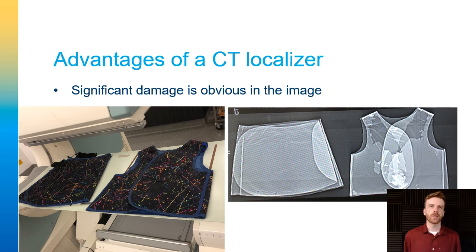As you can see in this image, significant damage is quite obvious. This particular gown is like nothing I'd ever seen before, and is ultimately what I have to thank for the inspiration for this talk.